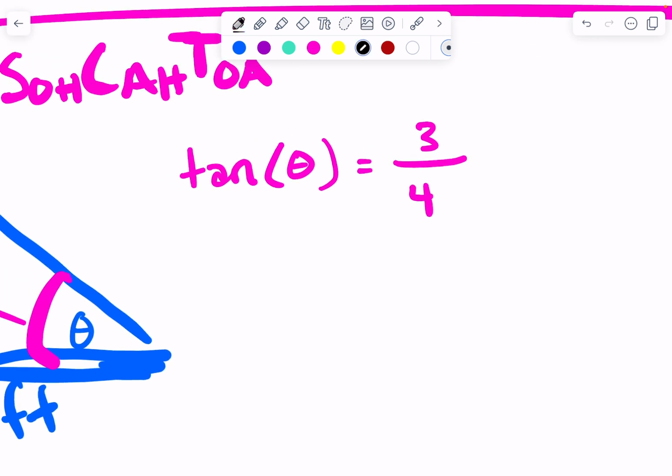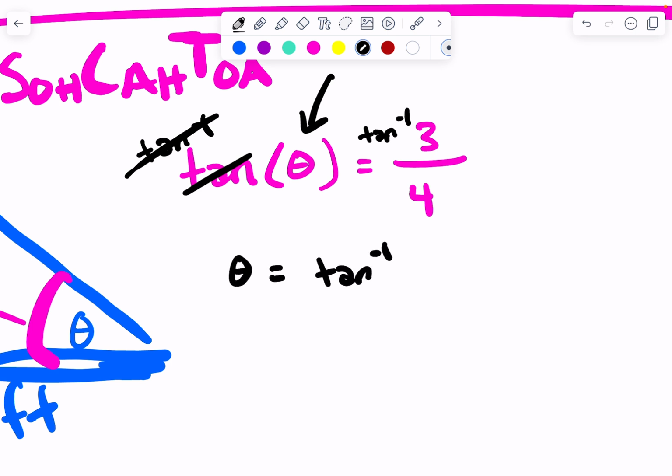We have to figure out how to solve for theta. So how do I get rid of tangent? I can't just divide by tangent because tangent means nothing unless you're taking tangent of something. In order to get the tangent to go away, I have to do the inverse tangent. Tangent and inverse tangent cancel each other off, but I've got to do it to the other side also. So theta is equal to the inverse tangent of 3/4.